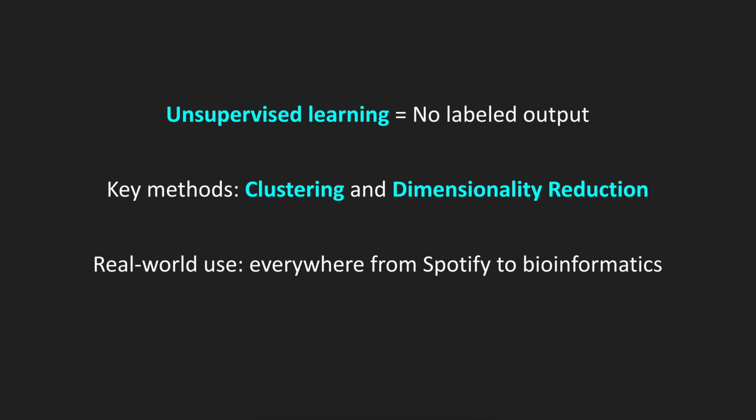So if we summarize, unsupervised learning basically equals no labeled output, in comparison with supervised learning, where each data point has a label on it. The key methods used are clustering and dimensionality reduction. And what is the real world use? It's used everywhere, from Spotify to bioinformatics.